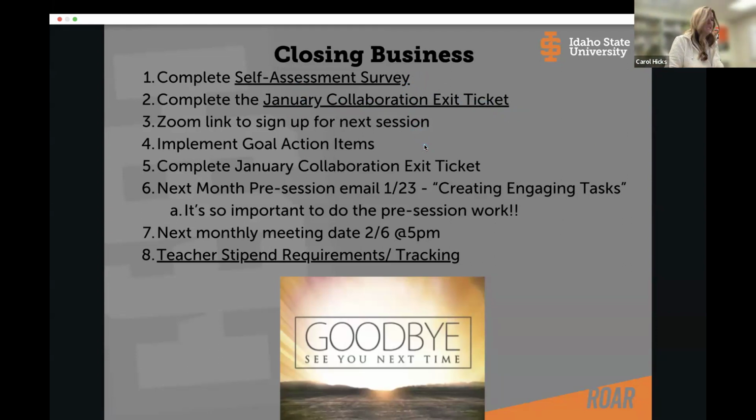Don't forget to sign up for the Zoom link for next session and work on your action goals when you have some time. Oh, sorry, I have the collaboration exit ticket twice in there. Next month's pre-session will come out on the 23rd. It's all about creating engaging tasks. So make sure you watch those slides. That has some great information on them. And then we'll be ready to work on the Zoom in February, February 6th at 5 p.m.